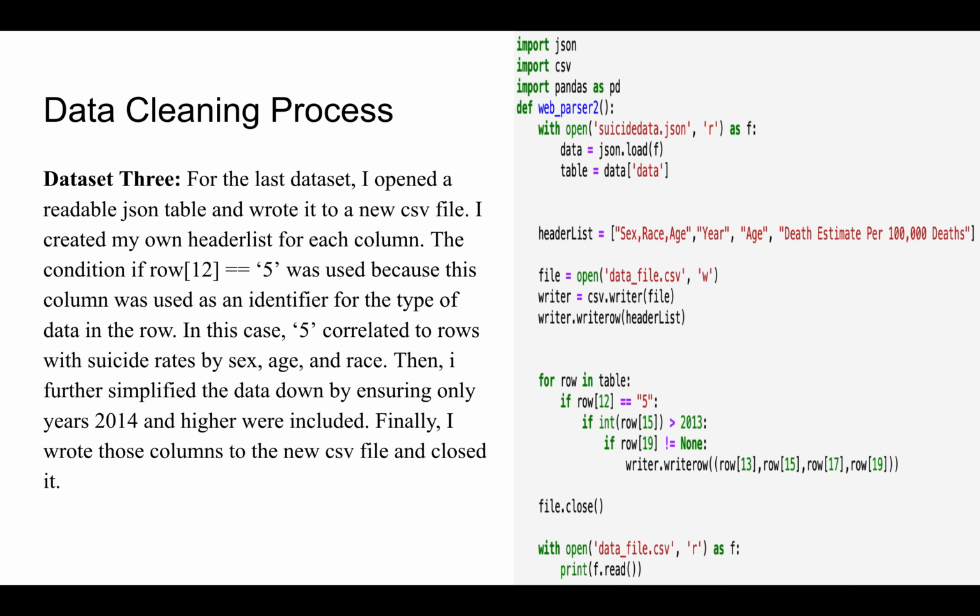I created my own header list just to simplify things, and the condition I had to follow was if row of 12 equals 5, and this was because this column specifically was used as an identifier in the original data set, and it correlated to rows only separated by sex, age, and race. So I simplified it down to that, used only those rows. Then I further simplified the data down by ensuring only years 2014 and above are included. And then finally, I wrote those columns to the new CSV file and I closed it.